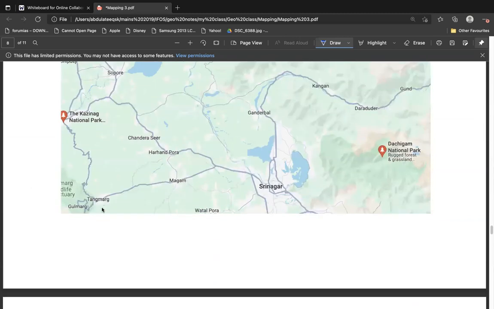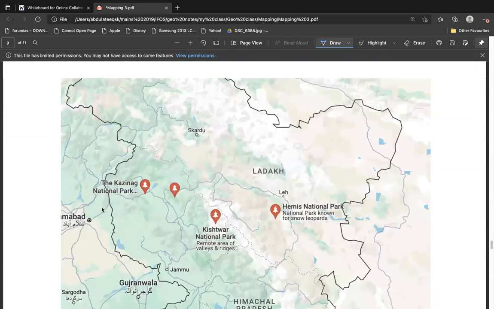Now see the national parks that are present in this area. Can you see here? There is the Hemis National Park.